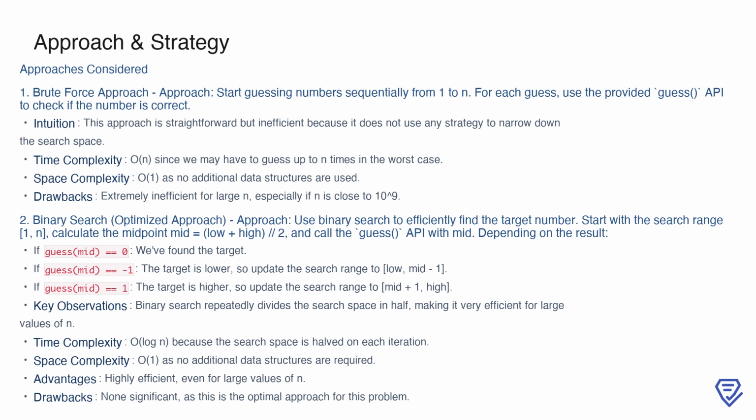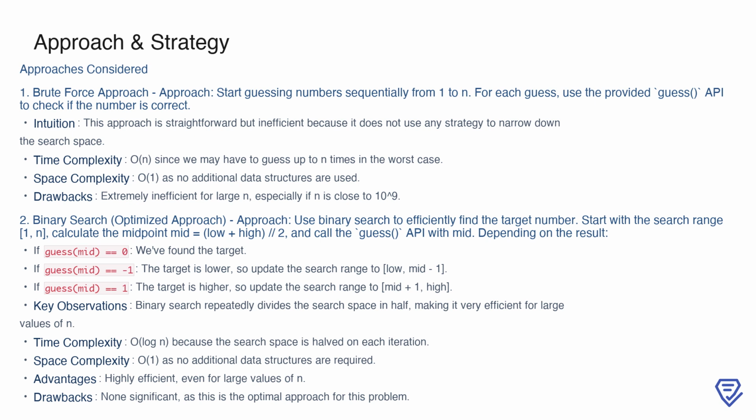On the other hand, the binary search approach is much more efficient. Here, we start with a search range of 1 to n, and repeatedly narrow this range. By calculating the midpoint and calling the guess API with that value, we determine whether the target is lower, higher, or equal to the midpoint. Based on the result, we adjust the range, either discarding the upper half or the lower half. This process continues until the target is found.